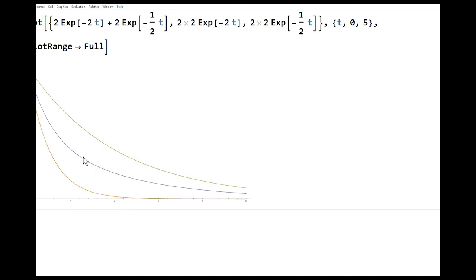So you notice our response lives in the middle. It is between the fast response and the slow response. It is a sum of those two. It is slightly faster than the slow response because it's a combination of two responses, and it's slightly slower than the fast response. It lives in the middle between them. That's interesting. All right.